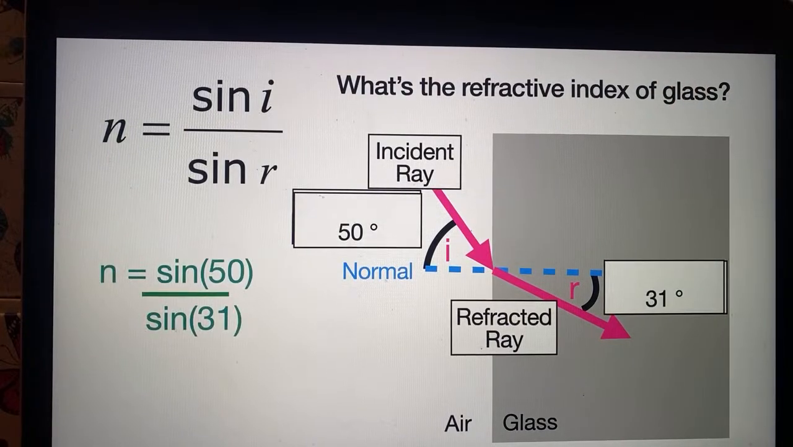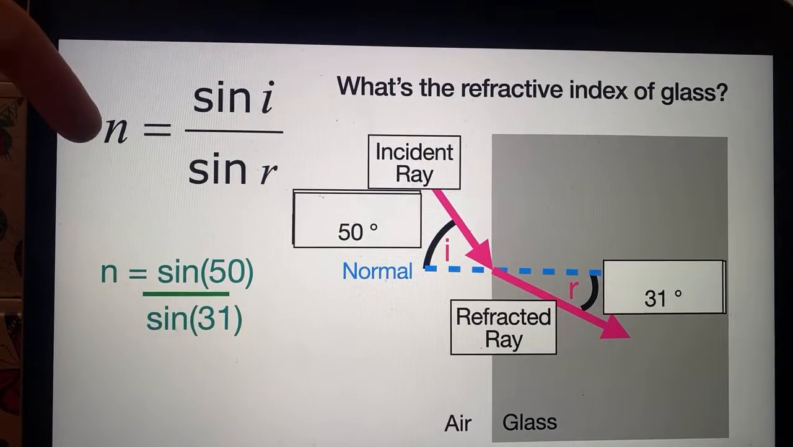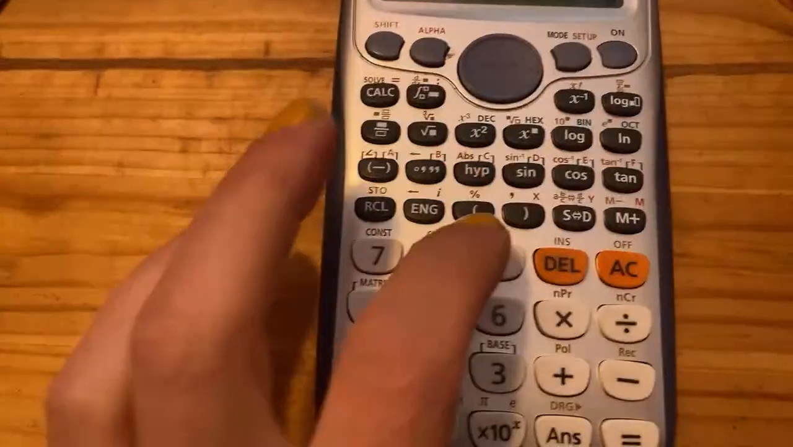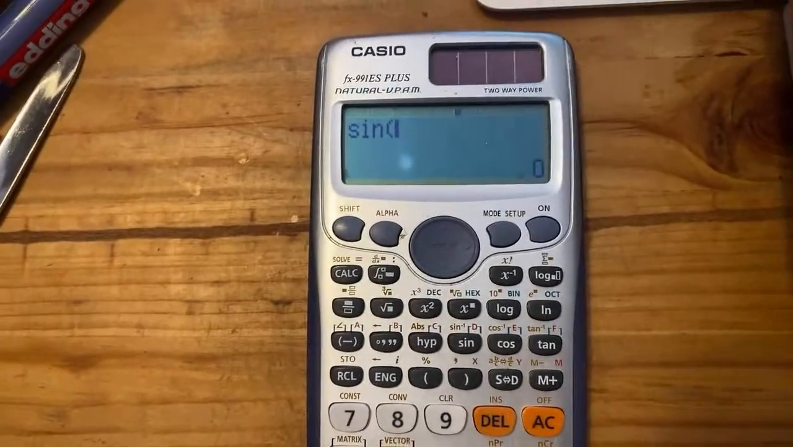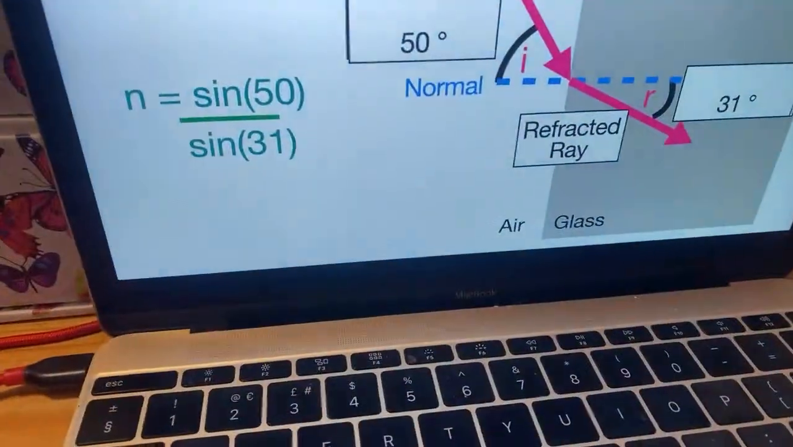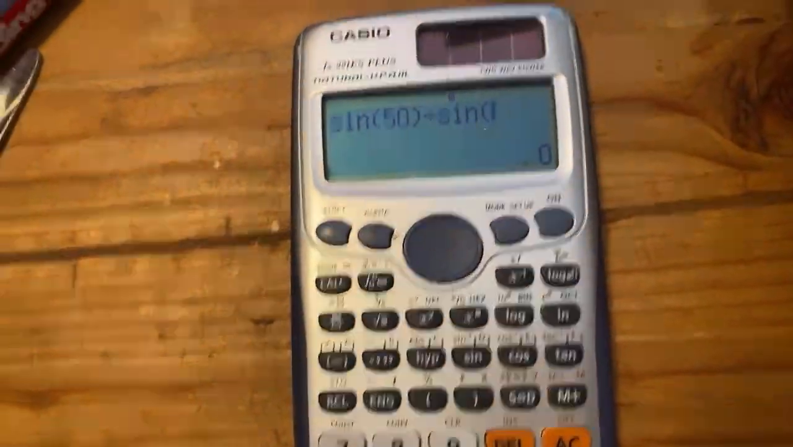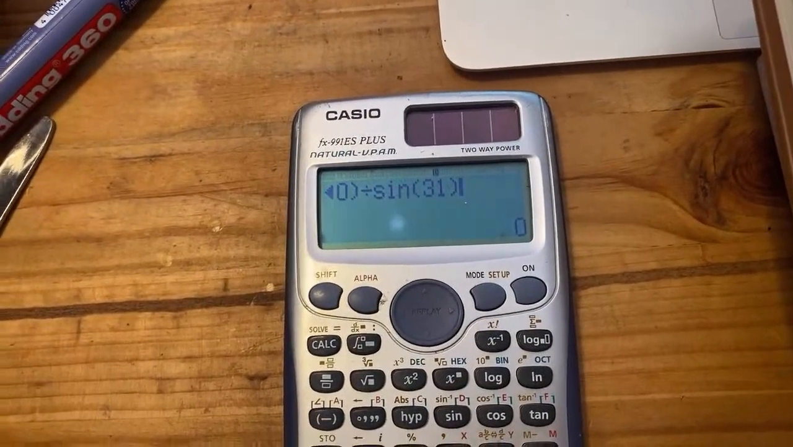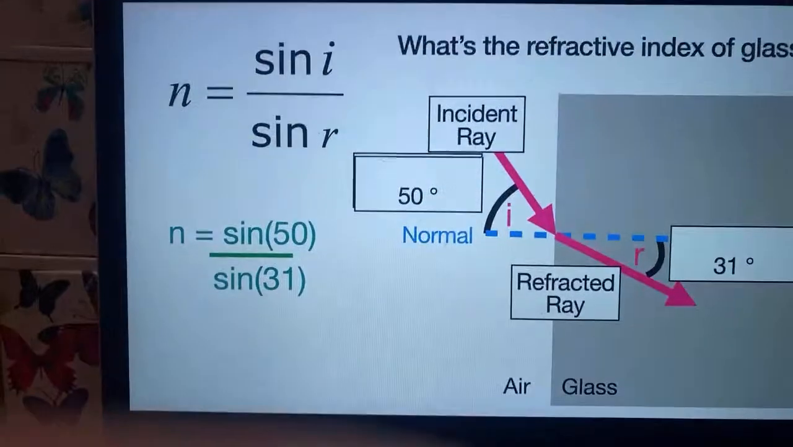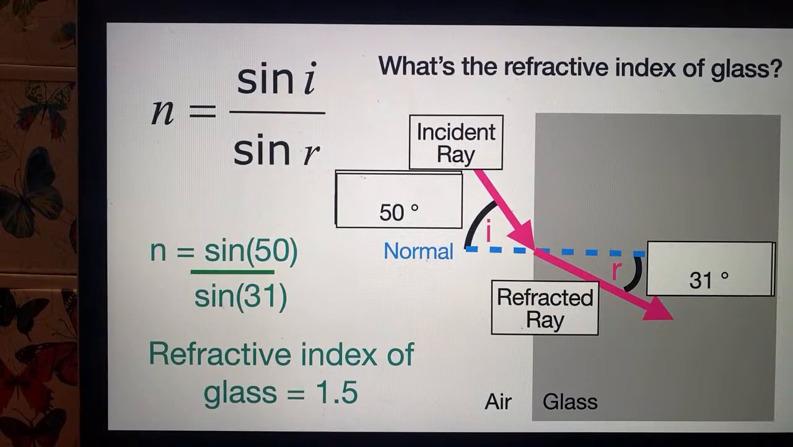What do you do? You just put that into your calculator. The refractive index, how much the glass is slowing the light down, would be sine I divided by sine R. So you just do it on your calculator: sine 50, close bracket, divided by sine 31, close bracket, equals 1.49. And because I prepared this question in advance, the refractive index of glass is, yes, about 1.5.